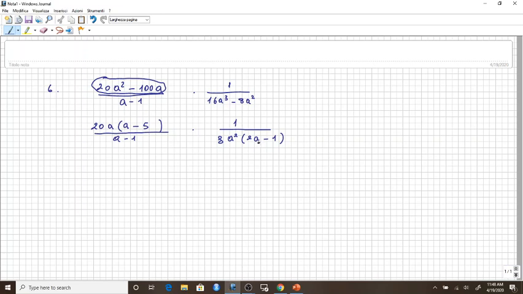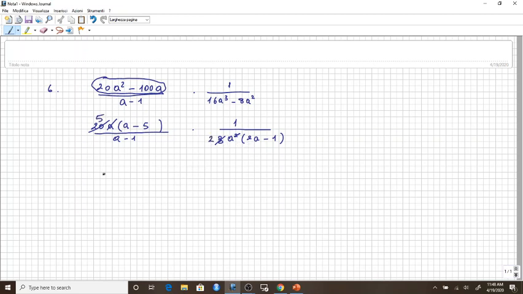So, is there anything that we can simplify? Well, let's see. The a minus 1 here is going to stay. Well, we can simplify this a with the a squared, right? And then we have this 20 and this 8. Well, 20 divided by 8, they're both divisible by 4, so 20 divided by 4 is 5, and then 8 divided by 4 is 2.